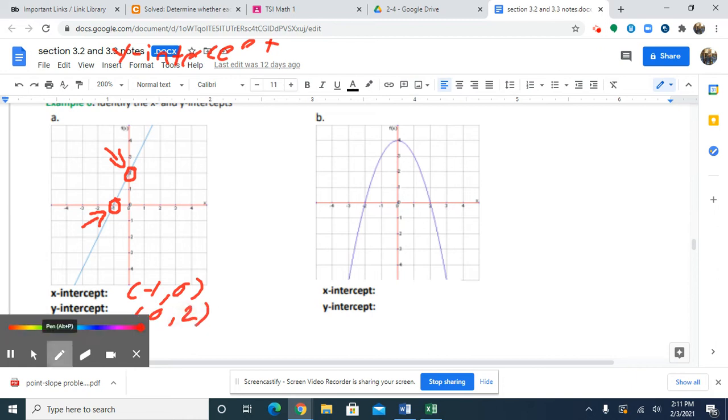Now, the important thing to note here is that when we're talking about the x-intercept, the y will always be 0. And when we're talking about the y-intercept, the x is always going to be 0.